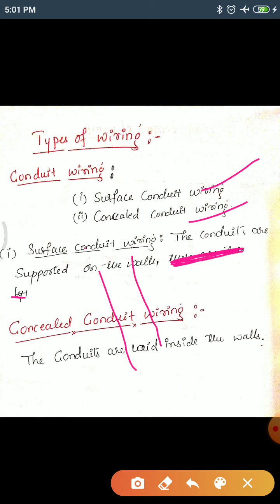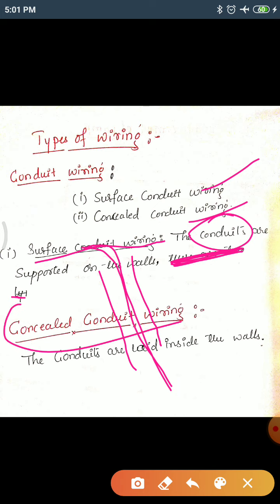Pipe, along with that, inside there will be a wire, meaning a conductor, for appliances where you are going to use, like an outlet. So this one is surface conduit wiring. In surface conduit wiring, the conduits are supported on the walls, whereas in concealed conduit wiring, the conduits are laid inside the wall where you cannot see them on the wall. Only switchboards can be seen.